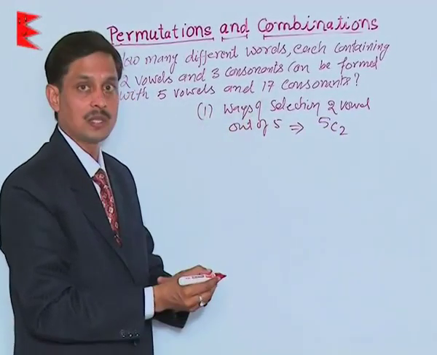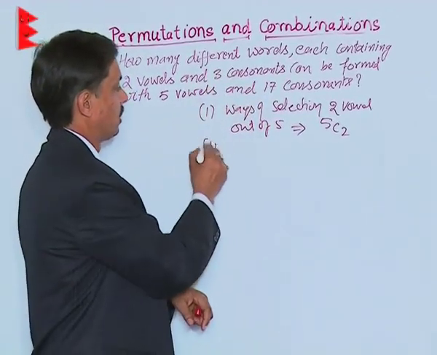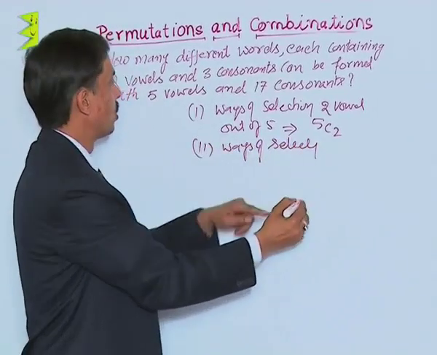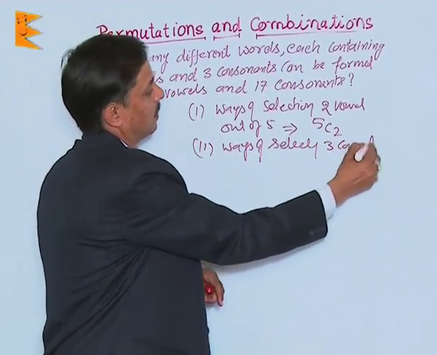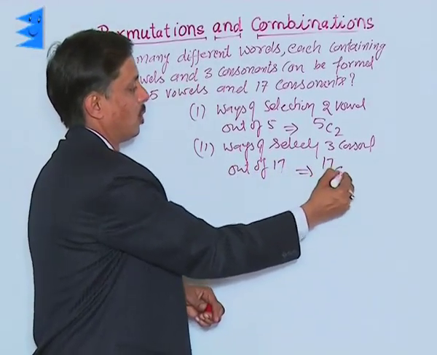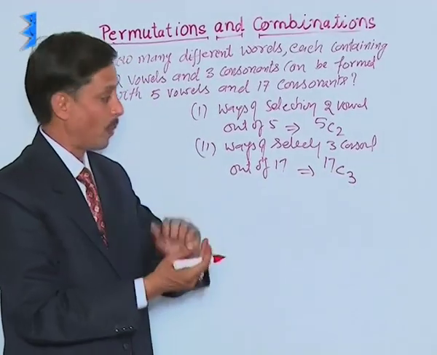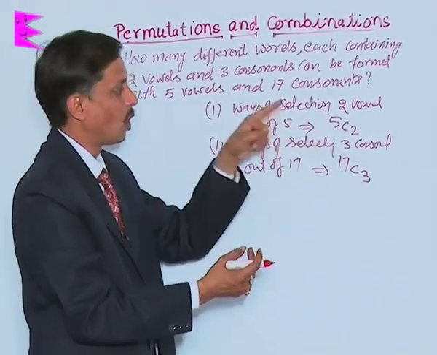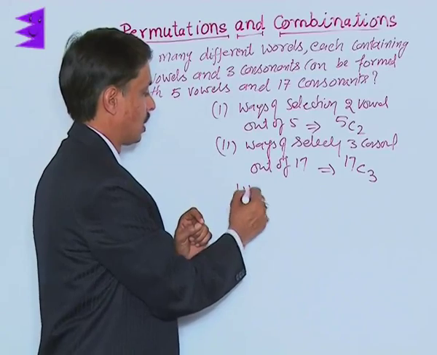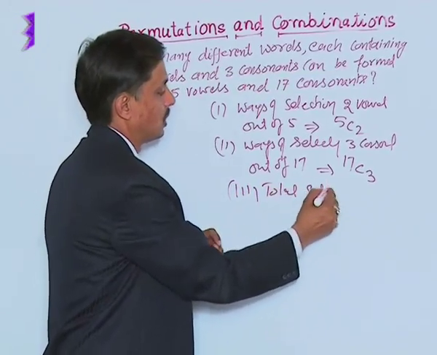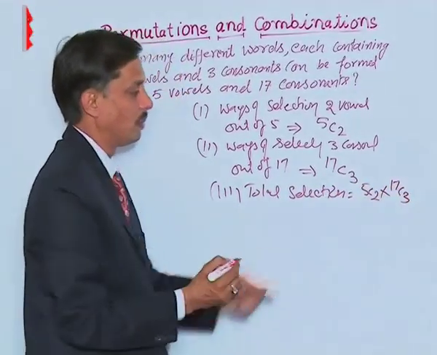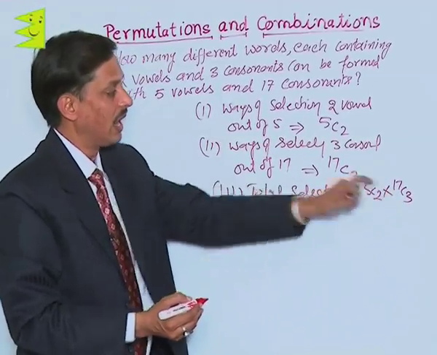After selecting 2 vowels, we need to select 3 consonants. Second, the number of ways of selecting 3 consonants out of how many? Out of 17. This implies we have 17C3 choices. The problem is of AND, that we have to opt for 2 vowels and 3 consonants. So the total number of selections is 5C2 multiplied by 17C3, because it is AND. We have selected 2 vowels and 3 consonants.